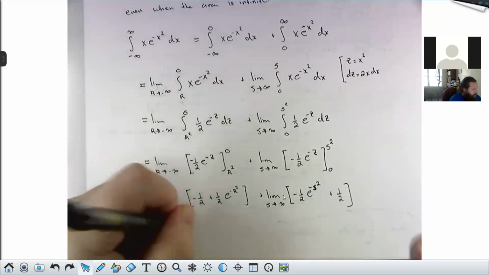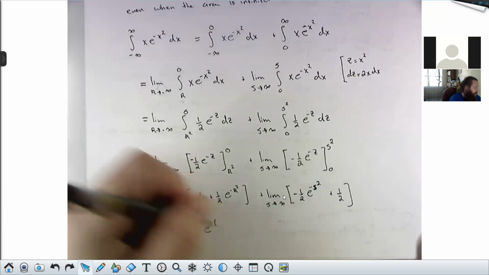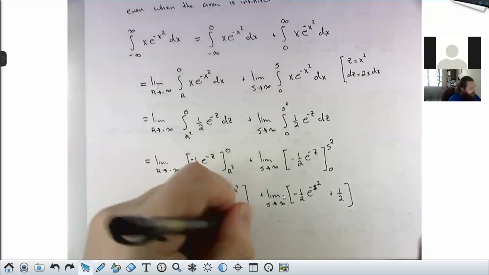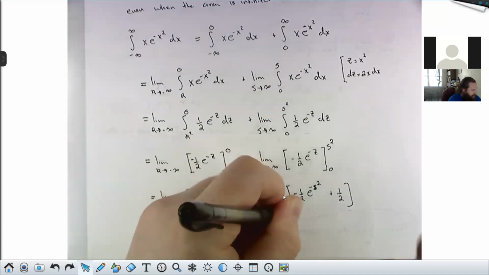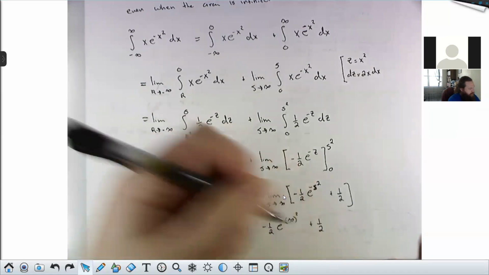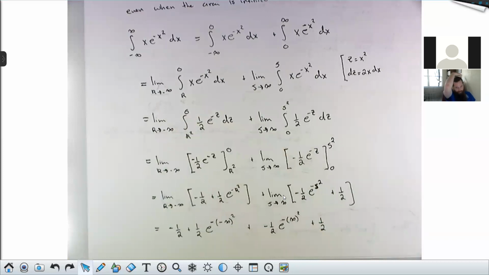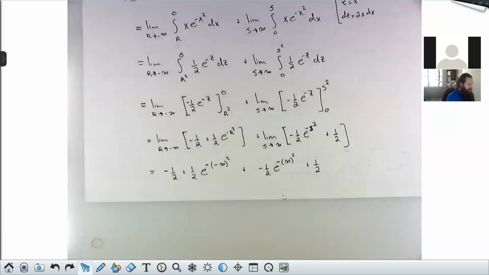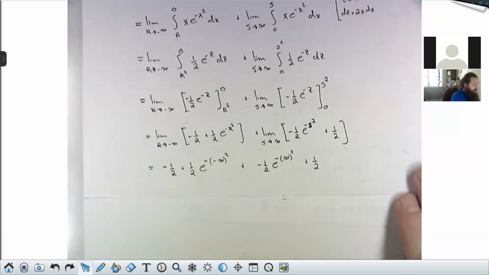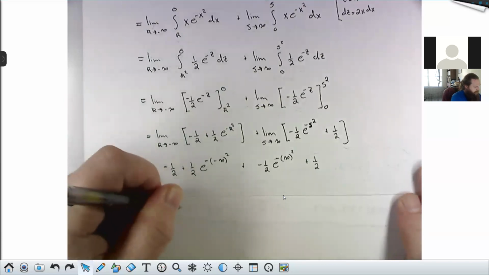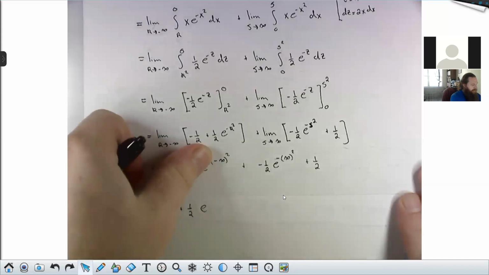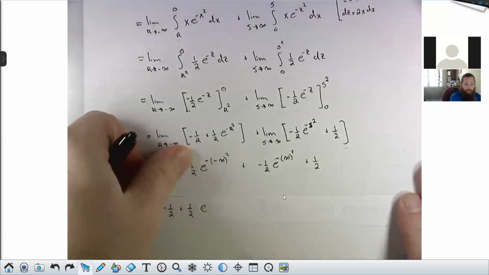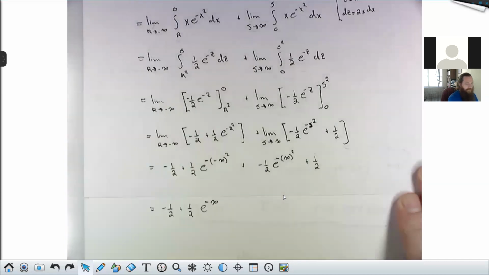I'll do the same for this guy. This will be e to the negative of negative infinity squared. And then I'll have plus -1/2 e to the negative of positive infinity squared plus 1/2, like this. And each of these are easy enough that this sort of trick will work. No indeterminate forms here, no L'Hopital rule stuff. This is -1/2 plus +1/2 times e raised to what power? Well, if you take negative infinity and you square it, you get positive infinity. And the negative of that is negative infinity. So this is e to the negative infinity.